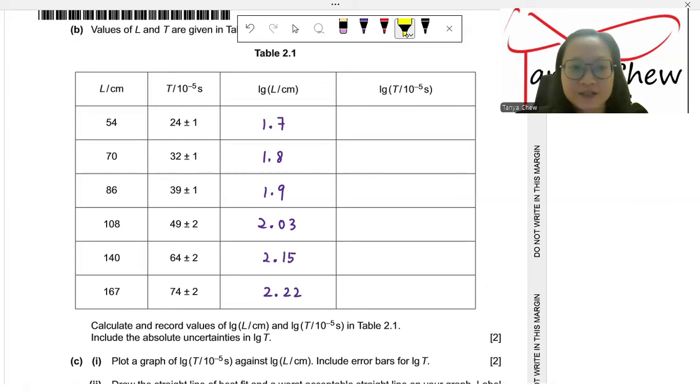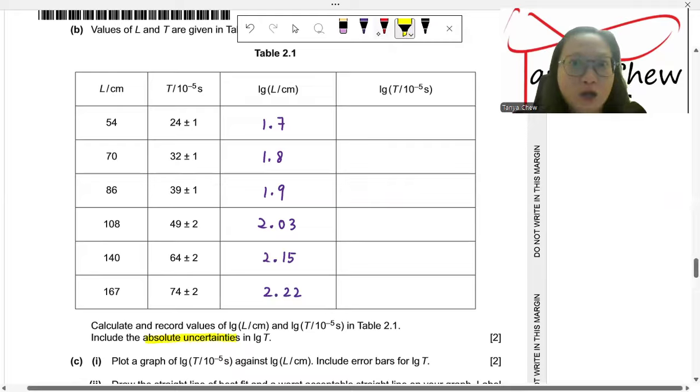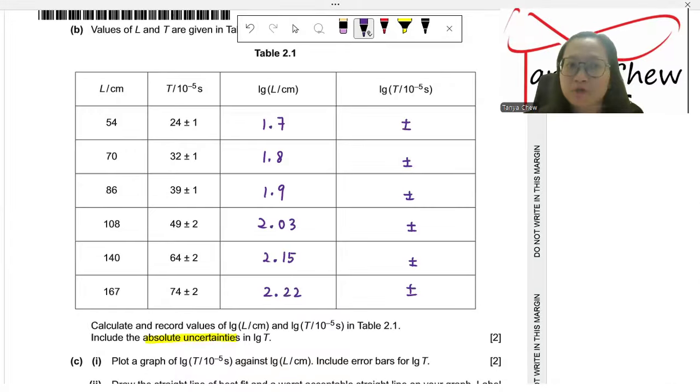Now, look at the question. They ask us to include the absolute uncertainty in log T. First thing I do, I would like to put a plus minus sign in between first. Before I calculate the value of log T, I will calculate delta log T first. Do you know why? Because I'm still following the AS syllabus. First, absolute uncertainty must be denoted in one significant figure. And since the reading is included with its absolute uncertainty, the reading will have to follow the decimal point of its absolute uncertainty. That's the reason why I calculate the absolute uncertainty first.